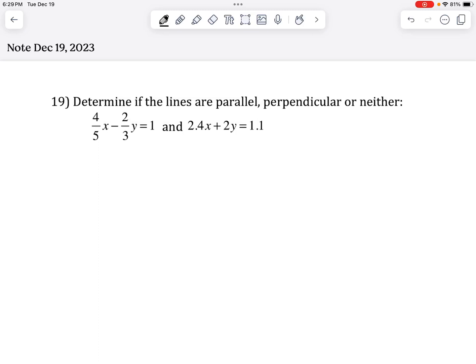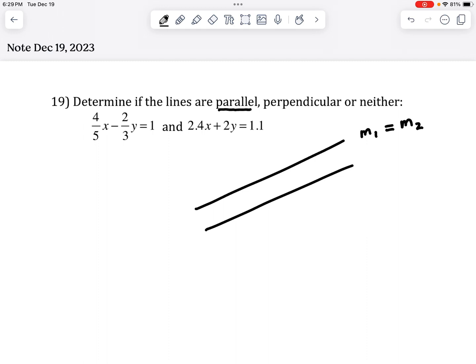So this is actually a question about slope. If two lines are parallel, so that would mean they look something like this, then their slopes are the same. So slope number 1 will have to equal slope number 2. They're going the same direction, so their slopes are the same. For perpendicular, so a situation something like this, then whatever slope number 1 is, slope number 2 will equal the negative reciprocal.